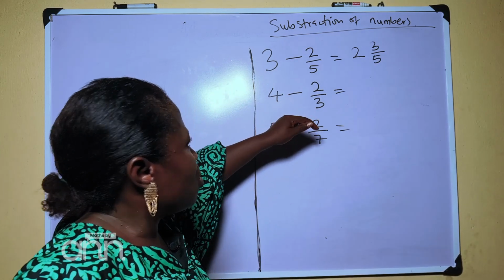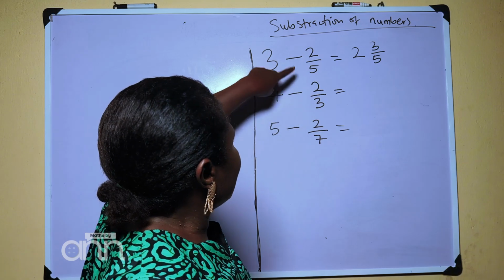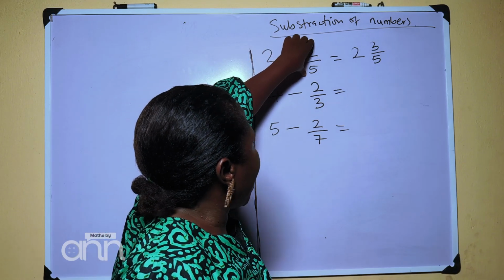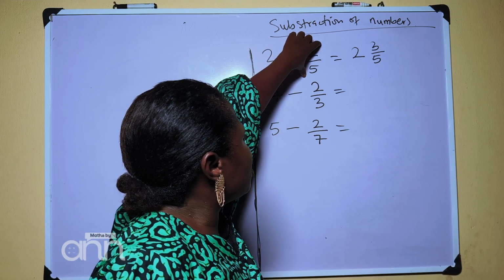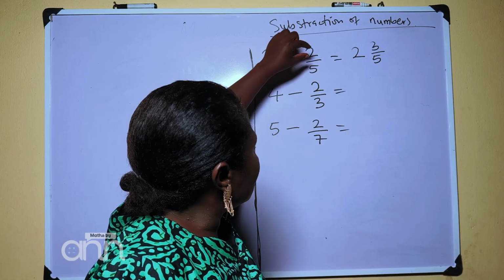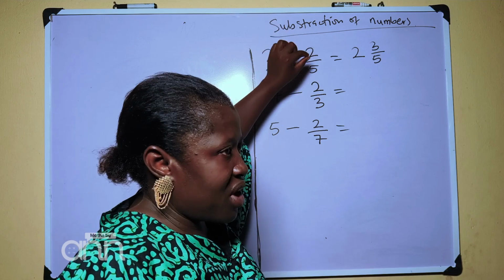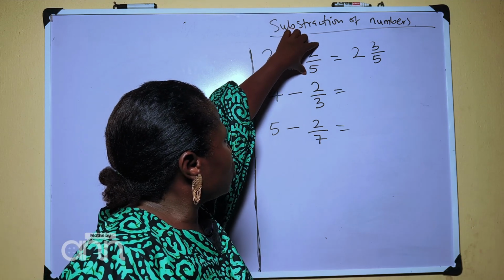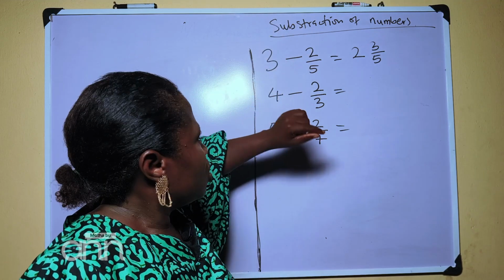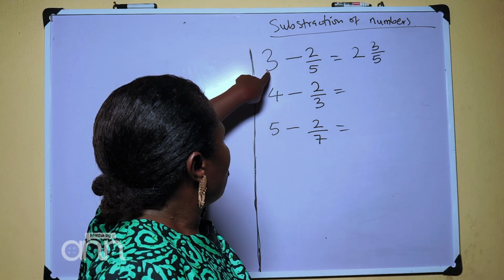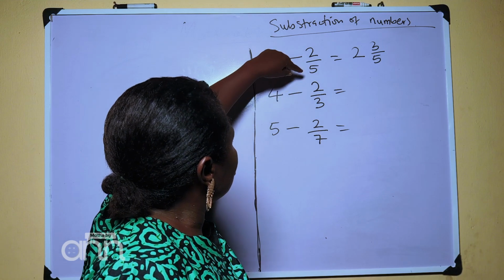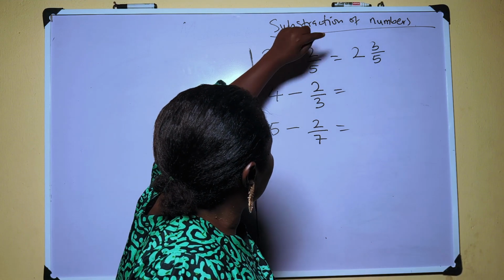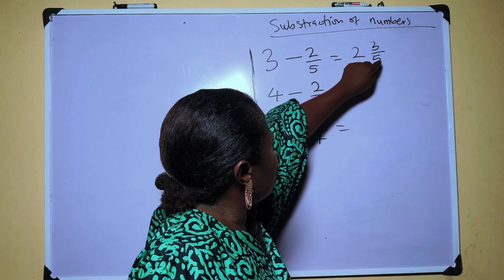Why do we say so? Remember that this number, 2/5, if you want to get it as 1, it will be 5/5. 5/5 is also the same thing as 1. So when you subtract 1 from 3, you have 2. Then you subtract 2 from 5, you have 3/5.